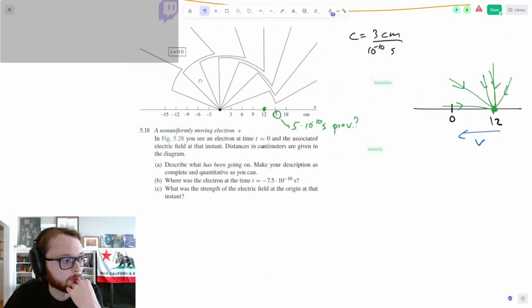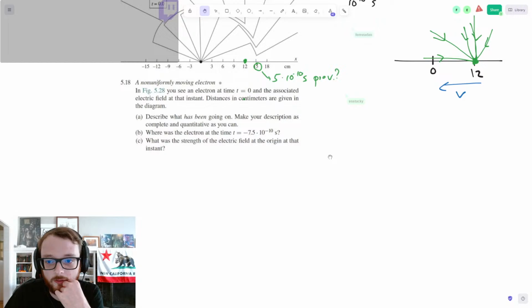Managed to travel 15 centimeters. And the speed of light is 3 times 10 to the 10.